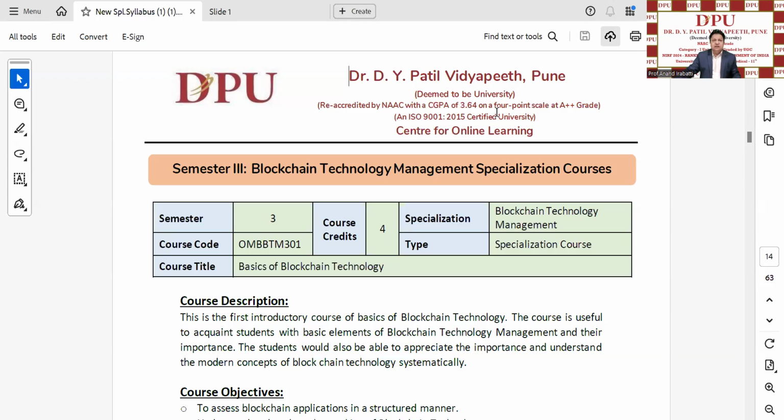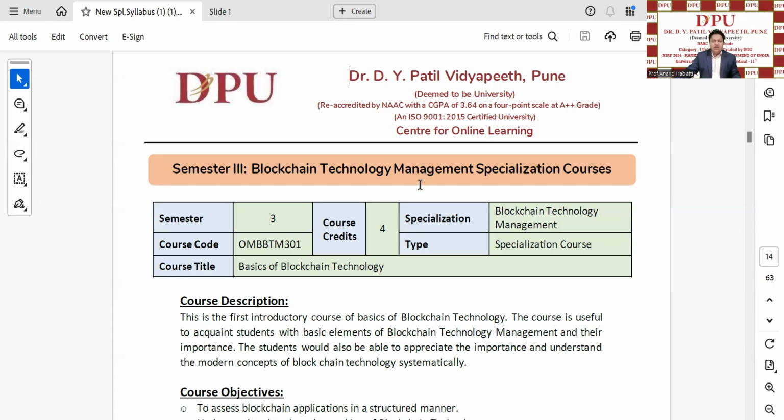Learners, in this session, we are going to discuss the syllabus of OMBB TM 301, that is Basics of Blockchain Technology. This is the first course of Blockchain Technology Management. The course code is OMBB TM 301. Since this is the very first session for this semester, I'm going to discuss the syllabus of OMBB TM 301. And if time remains, we'll start with the first unit of this course.